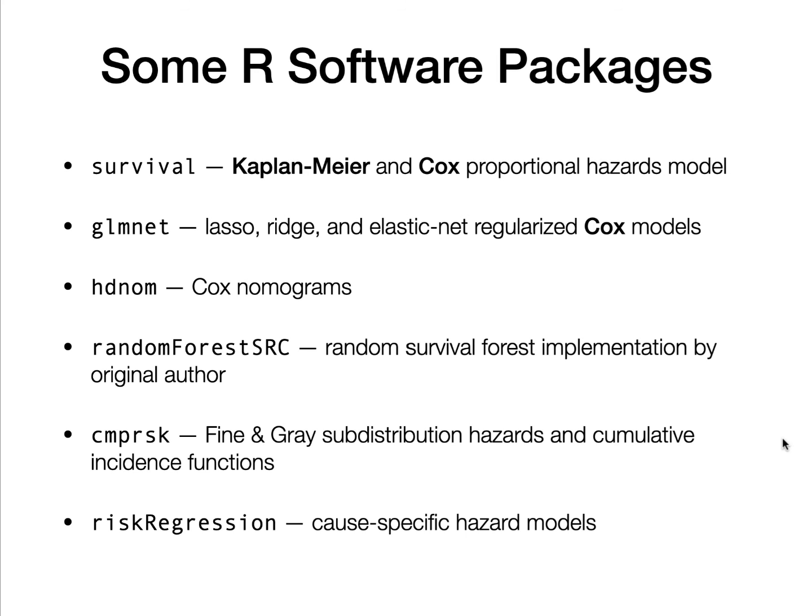For the most part, the R software packages are for classical models rather than neural net-based models. So you have your usual implementations for Kaplan-Meier and standard Cox models. As I mentioned in the previous slide, there's something called GLMNet that includes very robust implementations of regularized Cox models. There's also something cool called HDnom. This is for making nomograms. This is a simple visualization you can create to help readers interpret Cox models, the beta coefficients.